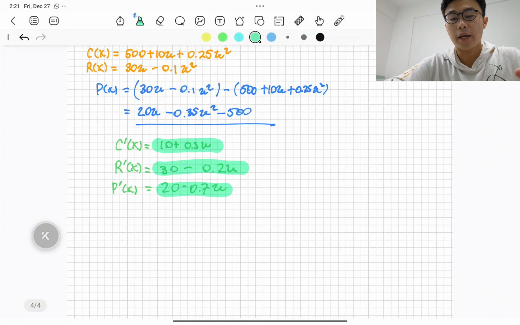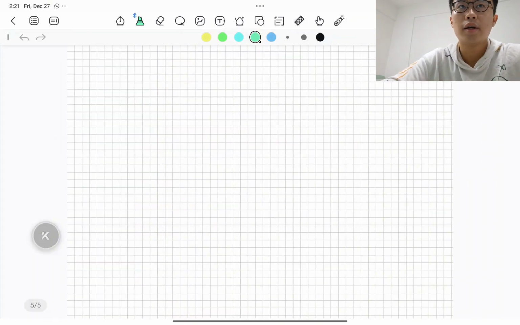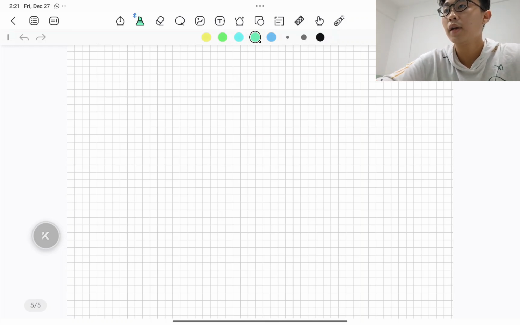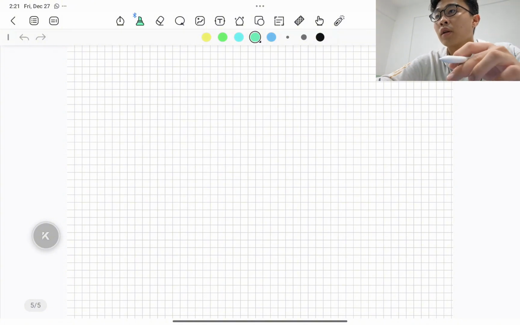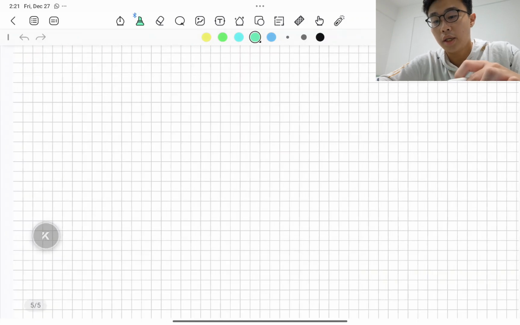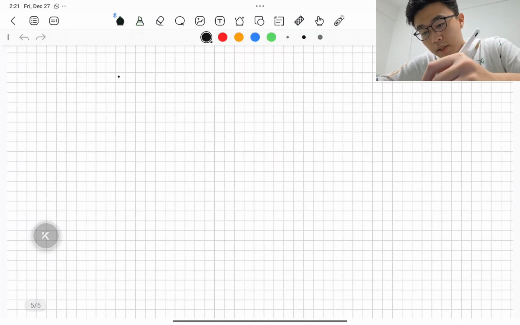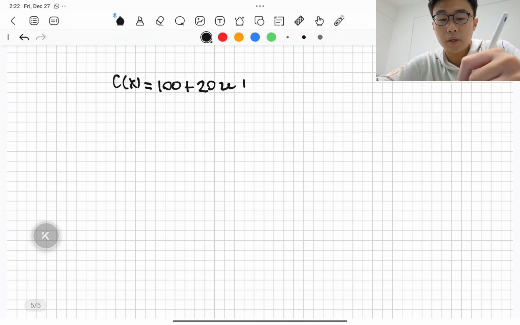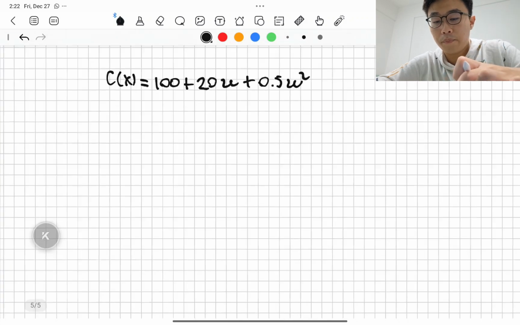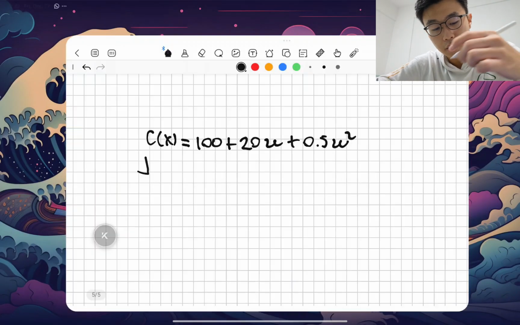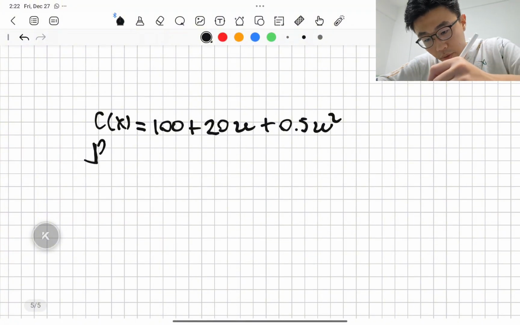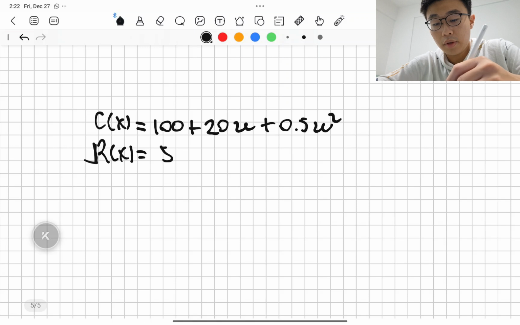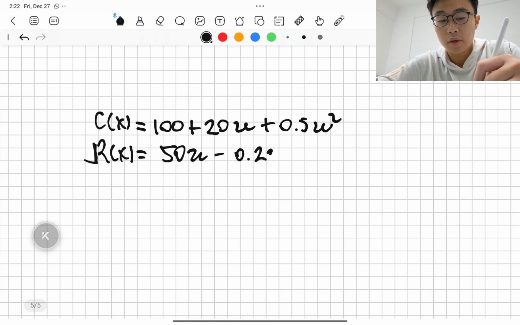Okay, let's move on to the next question, which is about the average cost function, average revenue, and average profit. Let's use a different example. Here we are given the cost function, C(x), which is equal to 100 plus 20x plus 0.5x squared. Revenue is equal to 50x minus 0.2x squared.